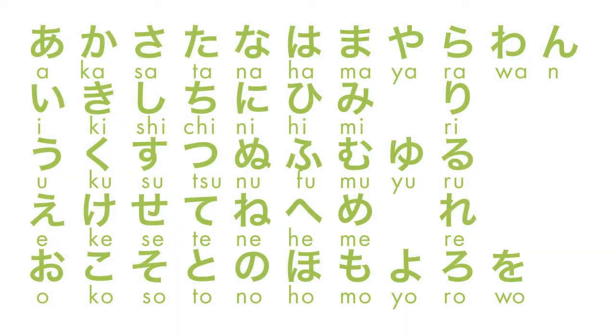So here you go. This is from left to right and top to bottom, okay? A, i, u, e, o, ka, ki, ku, ke, ko, sa, shi, su, se, so, ta, chi, tsu, te, to, na, ni, nu, ne, no, ha, hi, fu, he, ho, ma, mi, mu, me, mo, ya, yu, yo, ra, ri, ru, re, ro, wa, o, n.